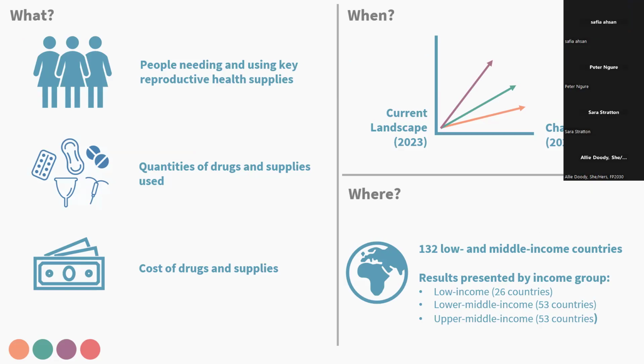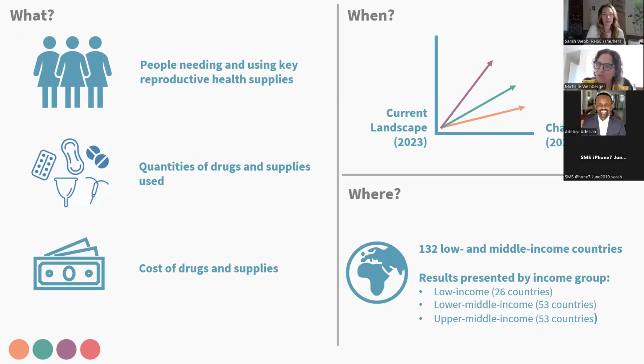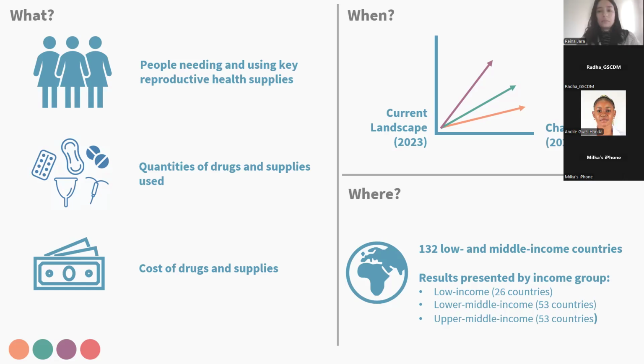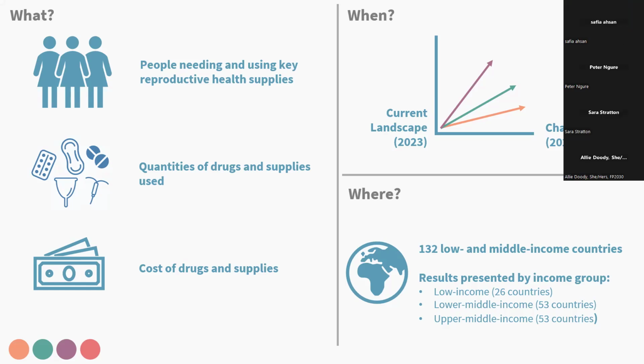So we're not capturing provider salaries, we're not capturing infrastructure costs. It's really just this supply piece, which we know is really critical, but it's just helpful to remember when we're thinking about how these numbers compare to, say, numbers in the Adding It Up report from Guttmacher. We're looking at a narrower view of that picture.